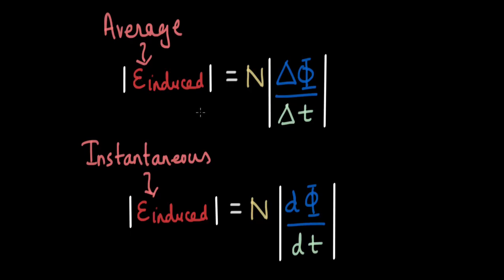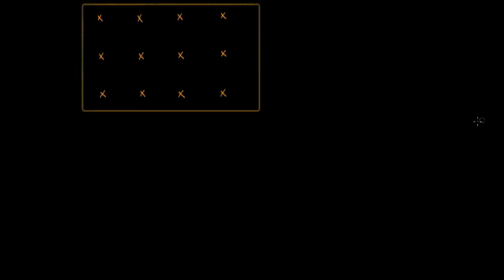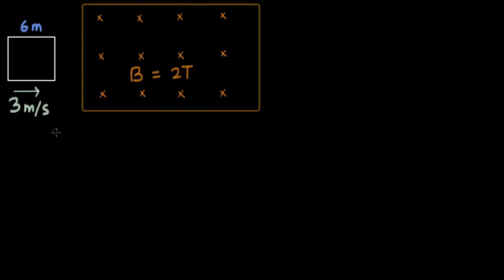So let's do that with a couple of examples. Now for our first case, we have a region of uniform magnetic field, and the strength of this magnetic field is 2 Tesla. And let's say we have a square loop which has a side of 6 meters, and it is moving to the right with a speed of 3 meters per second.